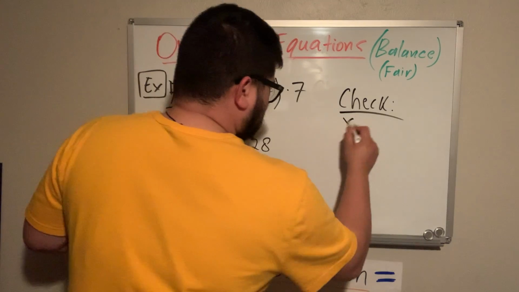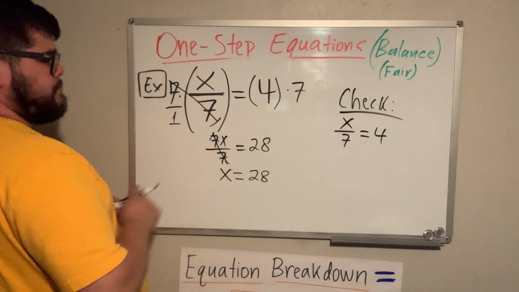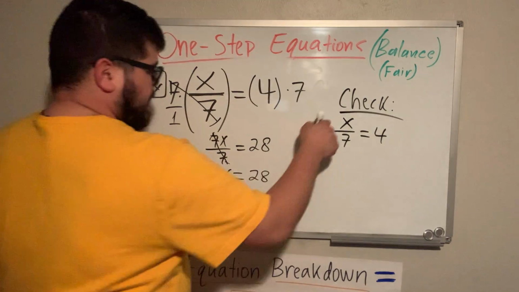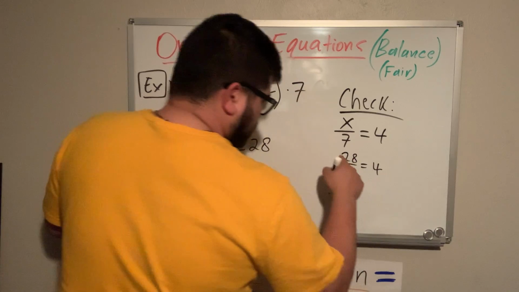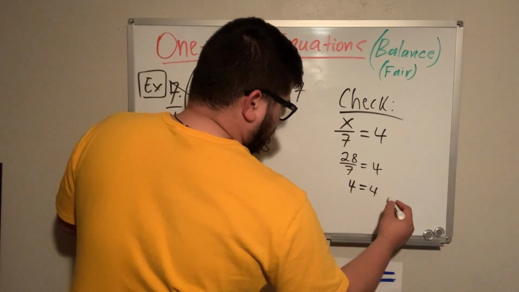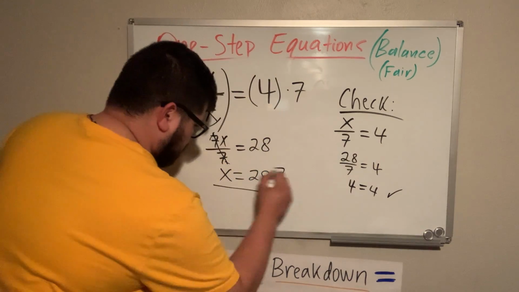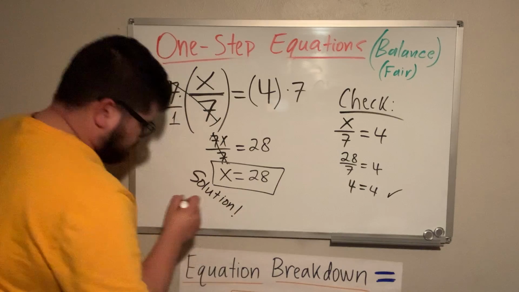We've got x over 7 equals 4, right? That's our original equation. We're going to substitute 28 in for x. 28 over 7 equals 4. What's 28 divided by 7? 4. Does 4 equal 4? Yes, it does. So x equals 28 is our solution.